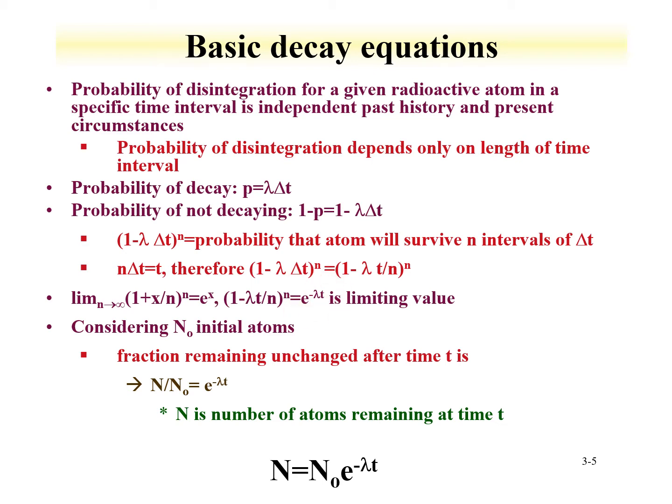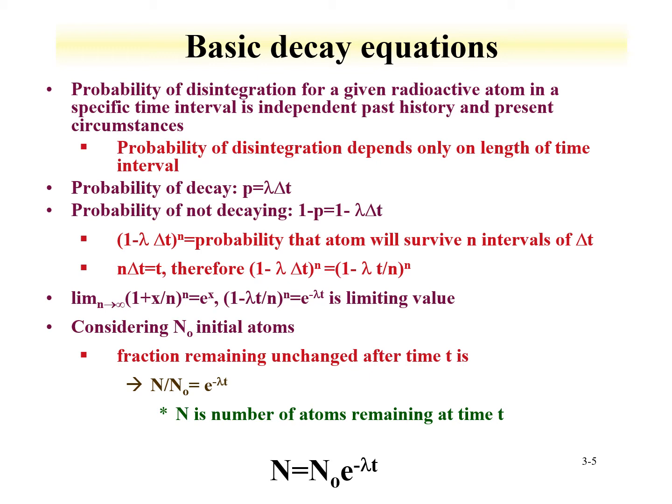So this is how we derive one of the fundamental terms in an equation to talk about radioactive decay. If we have N naught initial atoms, we want to know the fraction that's unchanged in time t. We've seen this equation before, where N is the number of atoms remaining at time t. So N divided by N naught is equal to e to the minus lambda t. So we have this important equation that we've already presented, and now we've derived it, where the number of initial atoms times e to the minus lambda t is equal to the number of atoms at time t.